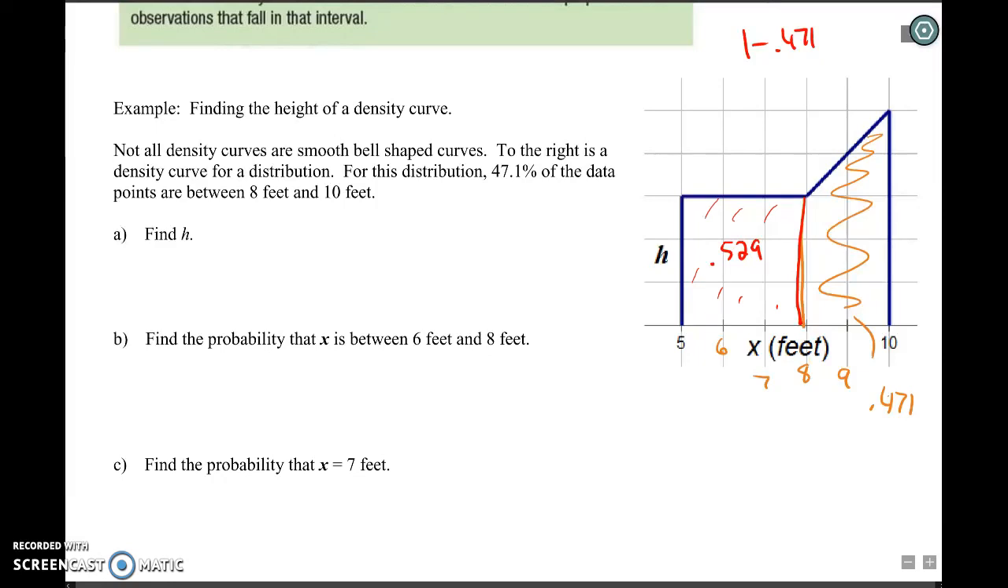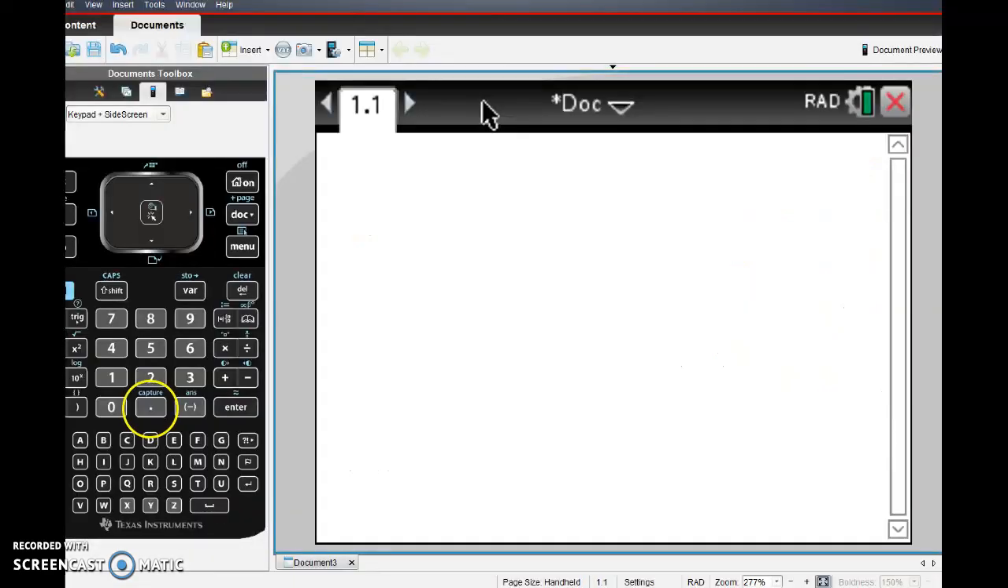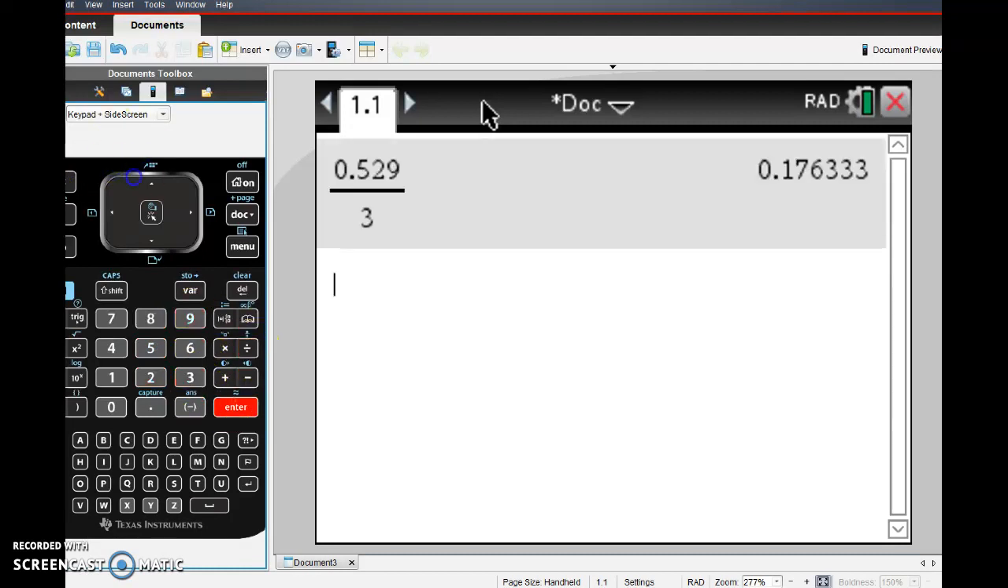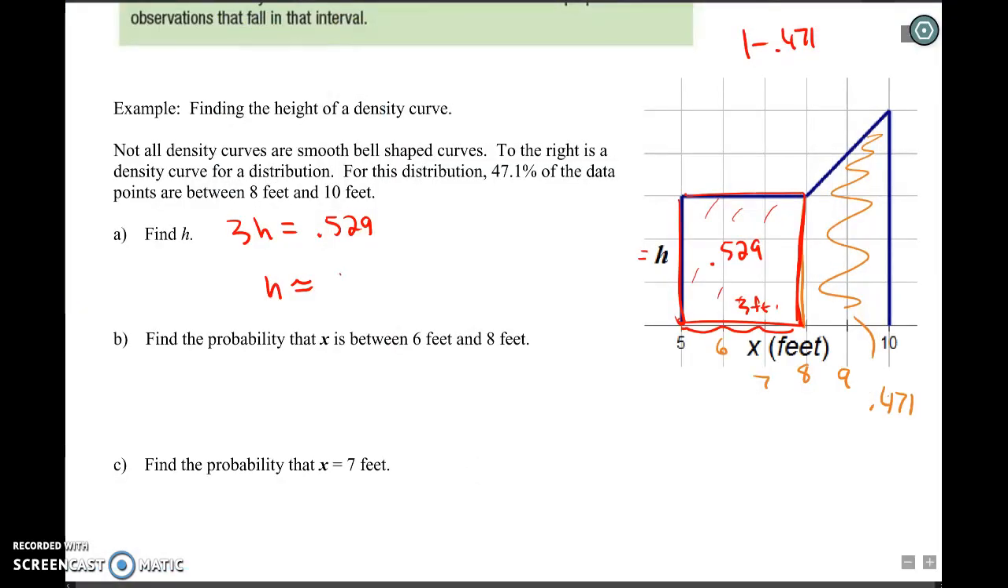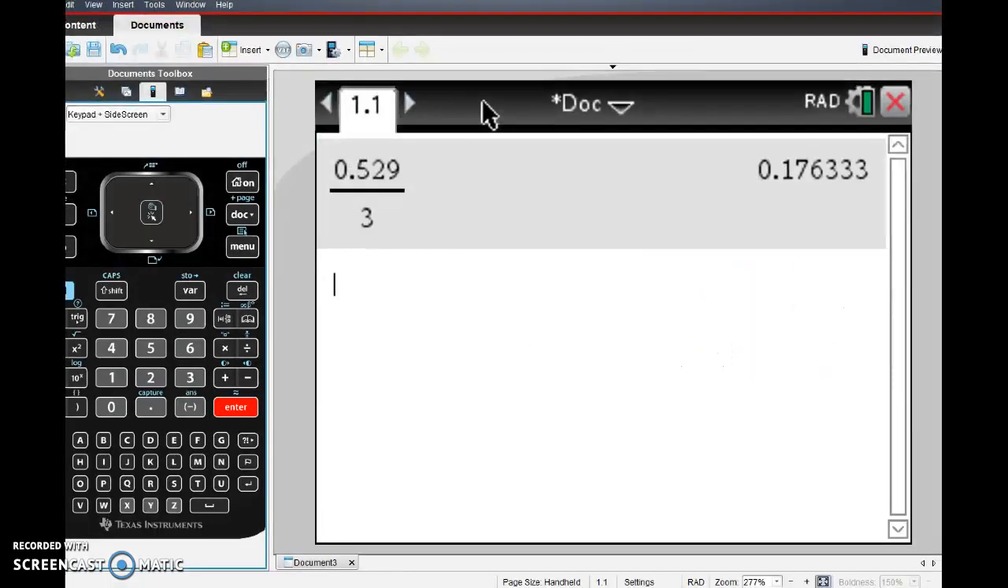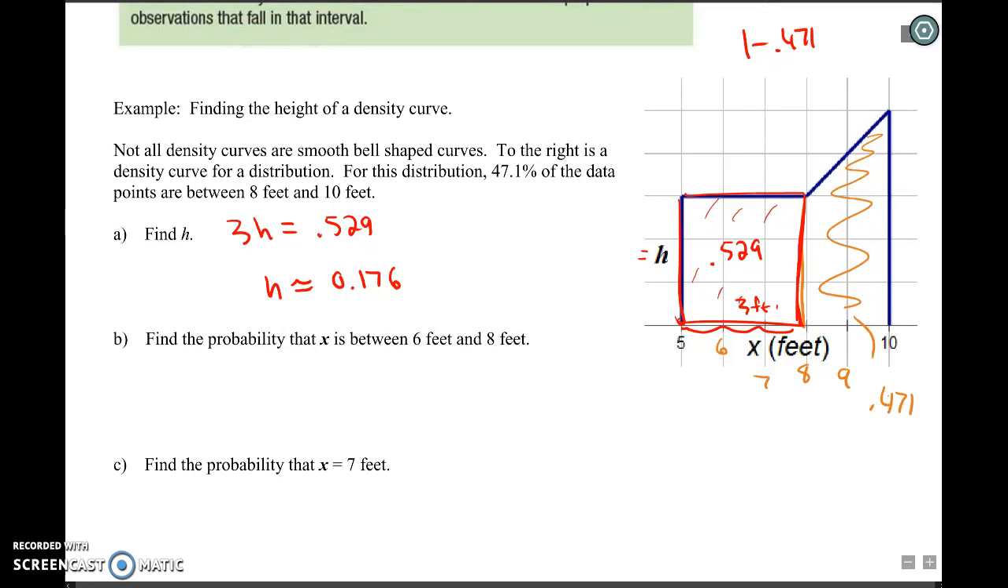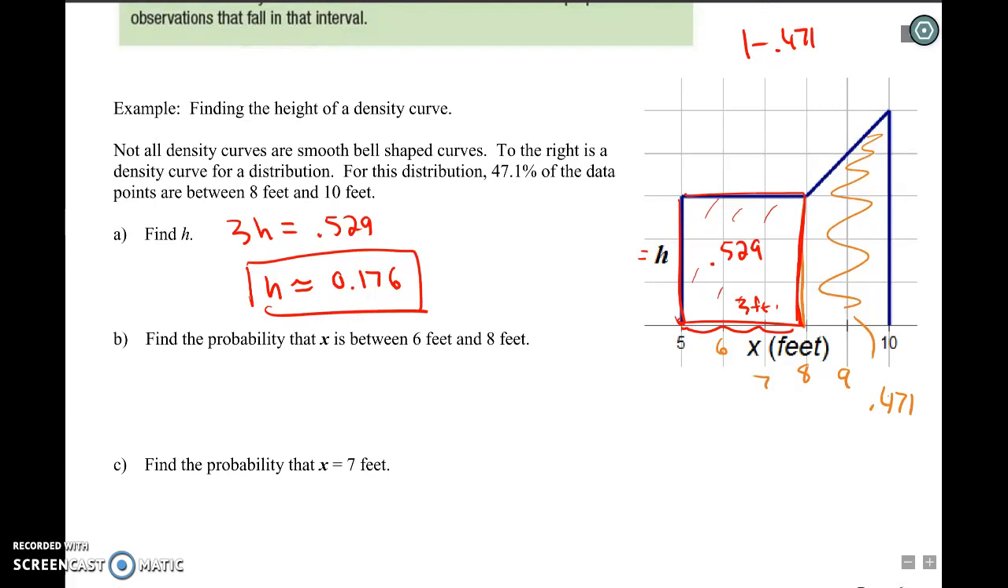The nice thing about this one is this is just a rectangle. Well, it looks like a square, but it's not. A rectangle that's got this dimension is 1, 2, 3 feet, and this dimension is h. So the area of a rectangle is length times width. That's got to be 0.529. So h has got to be approximately equal to 0.529 divided by 3, which is 0.1763, about 0.176. So there we go. That's the height that will make this thing a density curve.